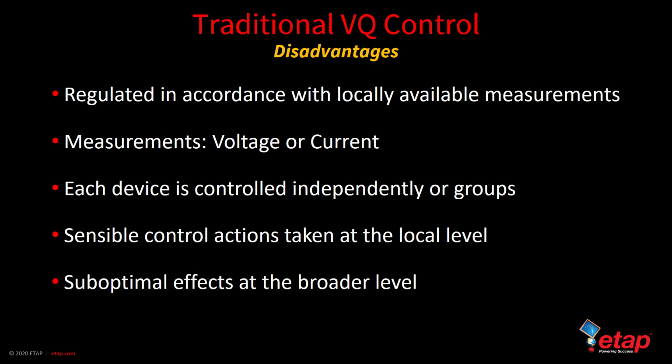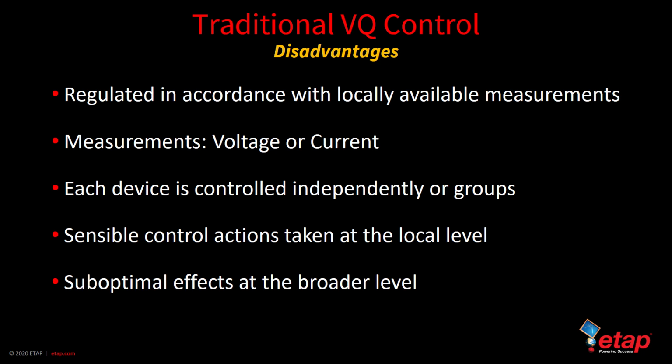So the traditional VVC control using the standalone or decentralized approach has a couple of disadvantages. The voltage and VAR control devices are basically regulated in accordance with locally available measurements, such as voltage or current. On a feeder with multiple voltage regulation and VAR compensation devices, each device would therefore be controlled independently without regard for the resulting consequences of actions taken by other control devices. This practice often results in sensible control actions taken at the local level, but they tend to have suboptimal effects at the broader or system level.